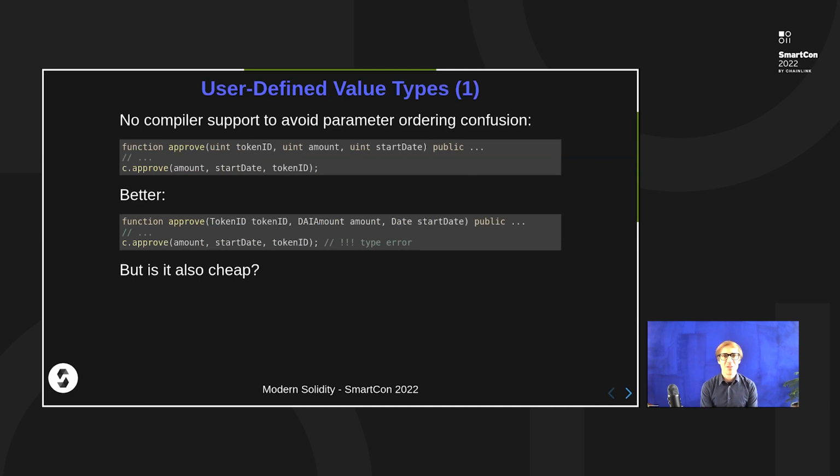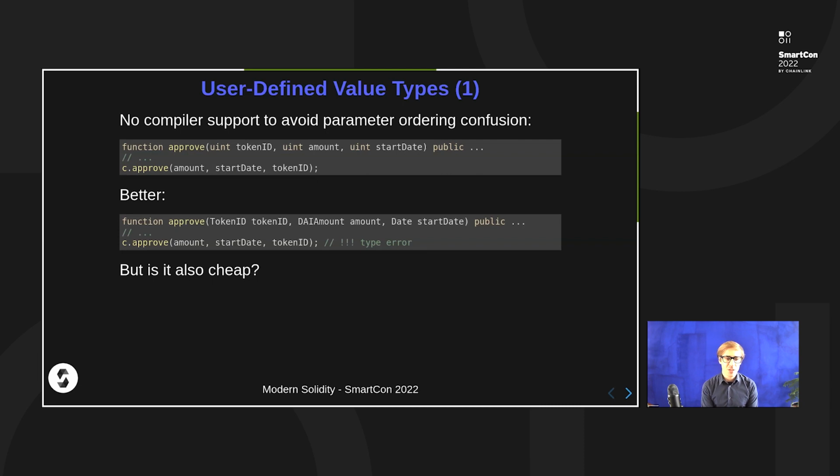Now, onto one of my favorite topics, user-defined value types. Let's start with a bit of a motivation. So we have a function here called approve that takes a token ID, an amount, and a start date. And before we had user-defined value types, the best type you can find for these parameters are unsigned integers. So we take 3 unsigned integers here.